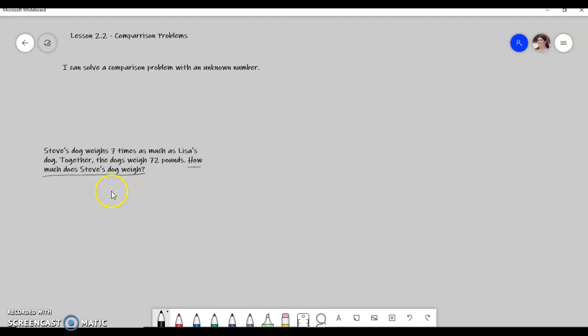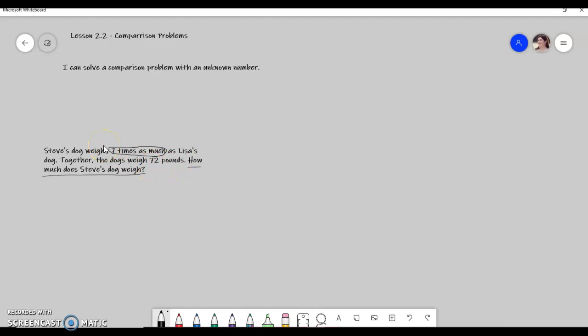So now we're going to read it again and we're going to look for the important information. Steve's dog weighs 7 times as much as Lisa's dog. Together, the dogs weigh 72 pounds. How much does Steve's dog weigh? So what is our important information that we are going to need to know to solve this problem? Well, first, we need to know how much Steve's dog weighs, but we don't know the actual number, do we? But all we do know is that his dog weighs 7 times as much. So I'm going to circle that. 7 times as much.